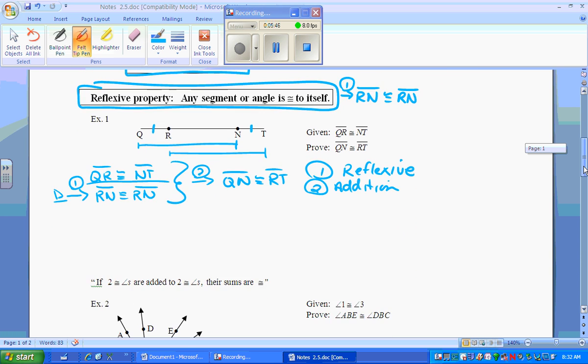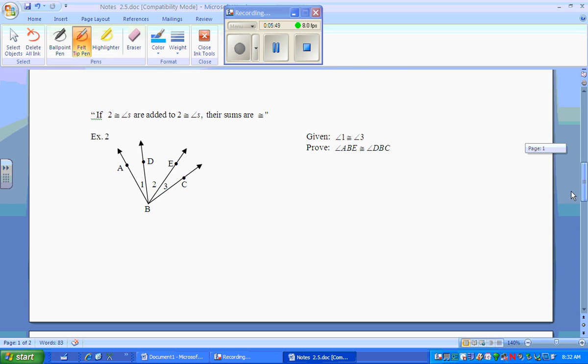Okay, let's move on to example 2. Example 2 says, if two congruent angles are added to two congruent angles, their sums are congruent. So this time, we're still doing addition because we have the sum here. We're going from segments to angles. I allow you to just say it's addition instead of angle addition or segment addition. So let's see here. Given angle 1 is congruent to angle 3. Prove that angle ABE is congruent to angle DBC.